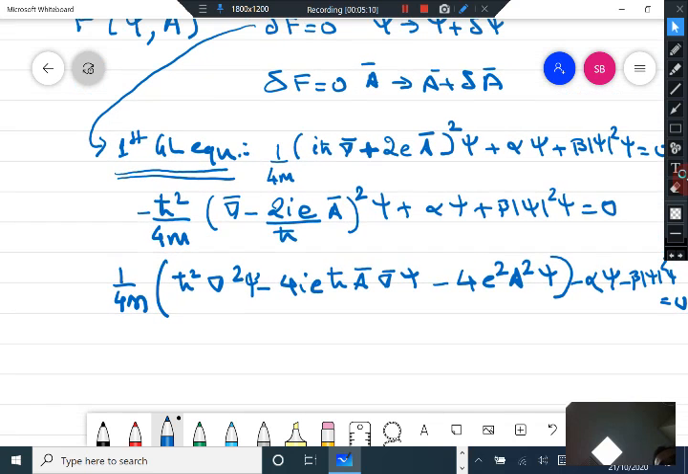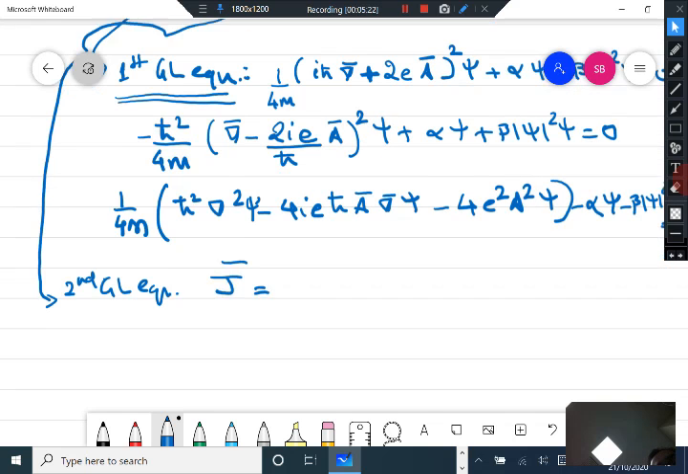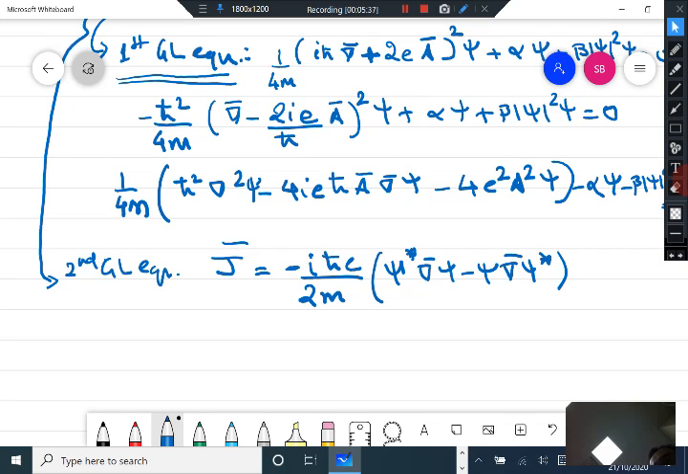And the second GL equation, which you get when you minimize with respect to the vector potential, relates to the current density J in the system, which is minus i h cross e by 2m (psi star gradient of psi minus psi gradient of psi star) minus 2e square by m, vector potential A, mod psi square.